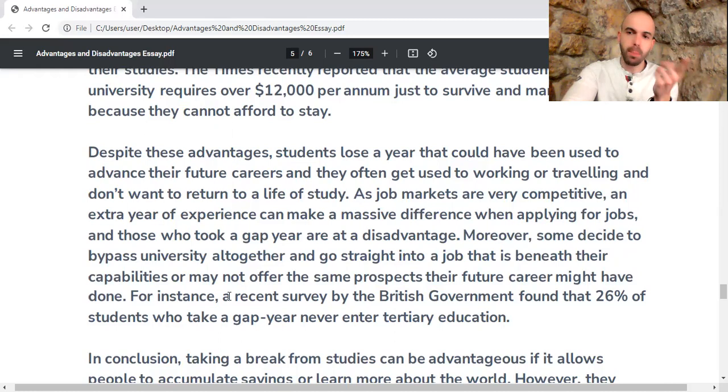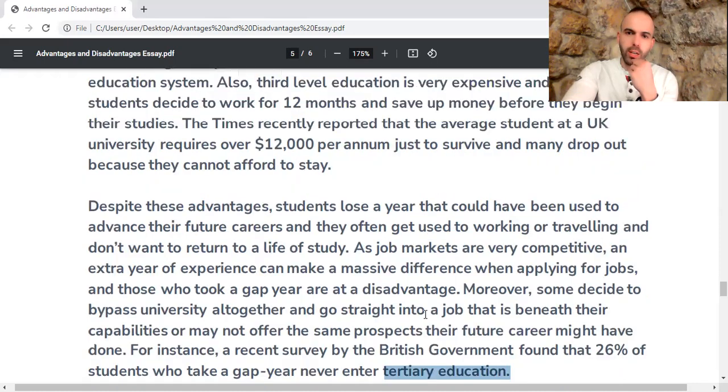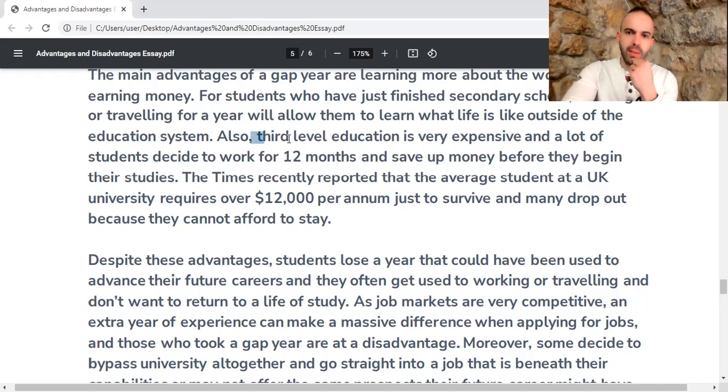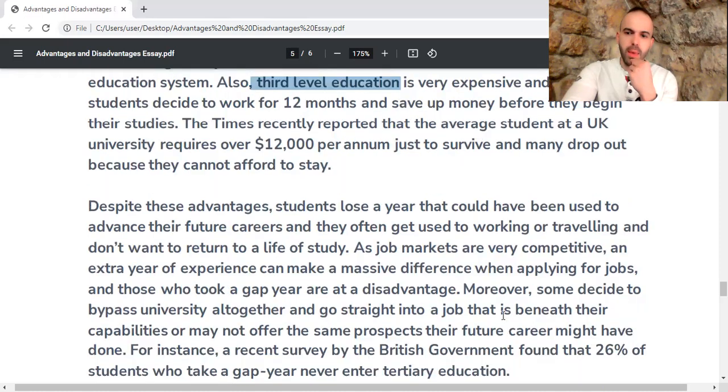Now we have to mention an example of the second disadvantage. For instance, a recent survey by the British government found that 26% of students who take a gap year never enter tertiary education. So as you can see, we use tertiary education and we also used third level education here. They have the same meaning, okay? Tertiary education and third level education mean university studies. So these are the beautiful synonyms of the phrase university education. So as you can see, it's quite easy.